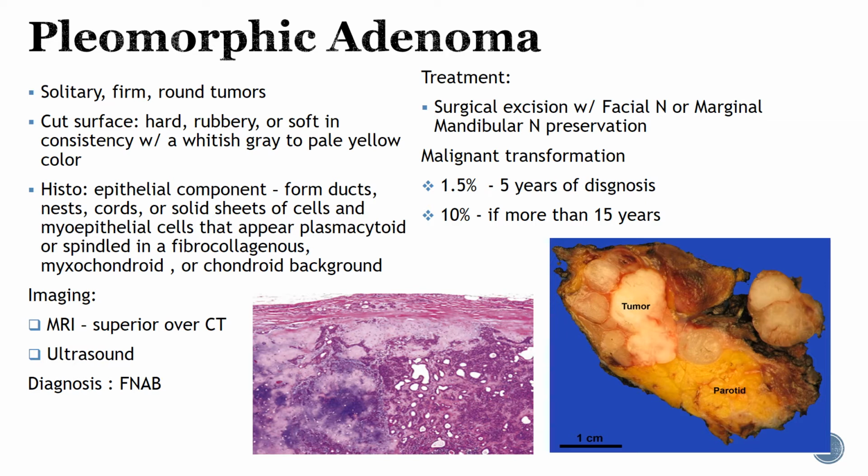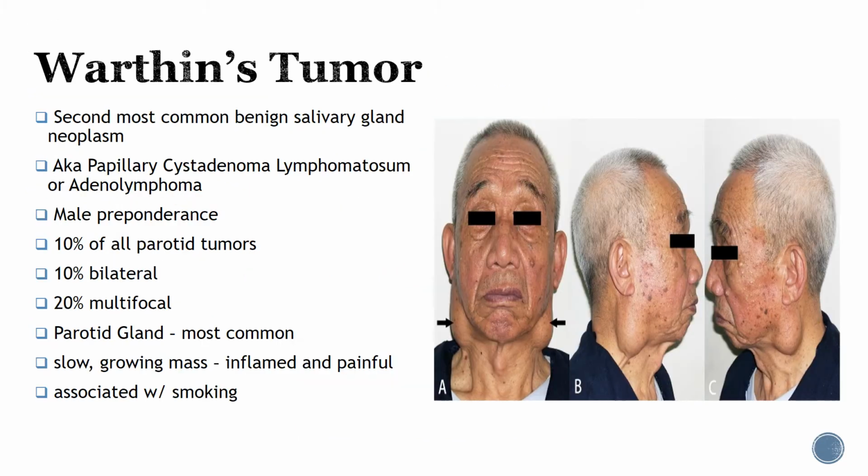Surgical excision with facial nerve or marginal mandibular nerve preservation is the treatment for pleomorphic adenoma of the parotid and the submandibular gland. The risk of malignant transformation in pleomorphic adenoma is 1.5% within the first 5 years of diagnosis, but increases to 10% if observed for more than 15 years.